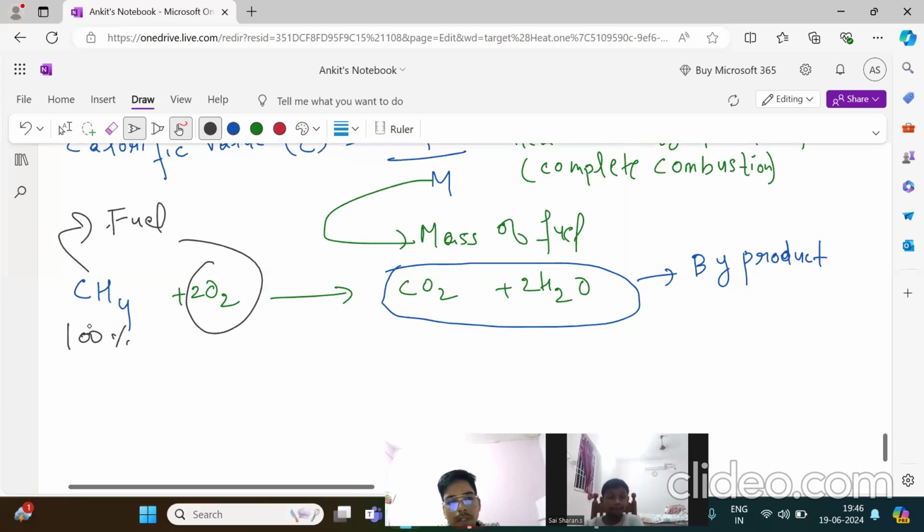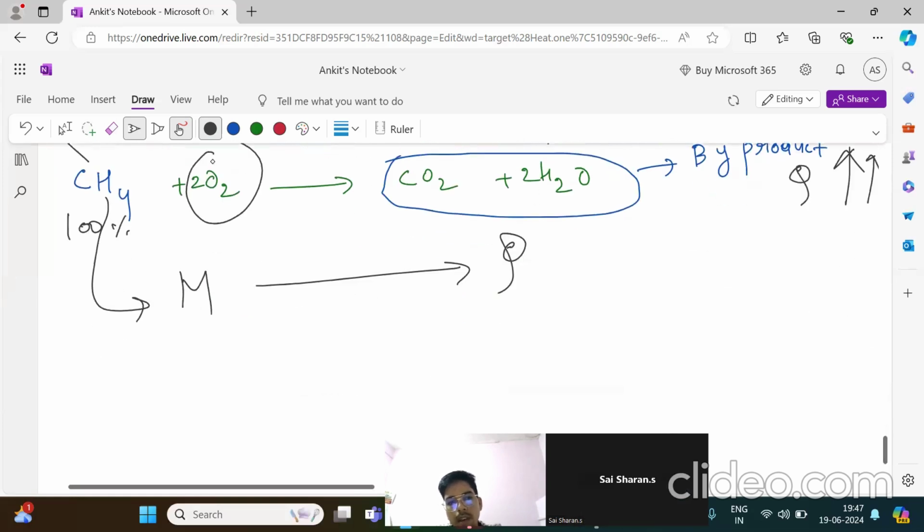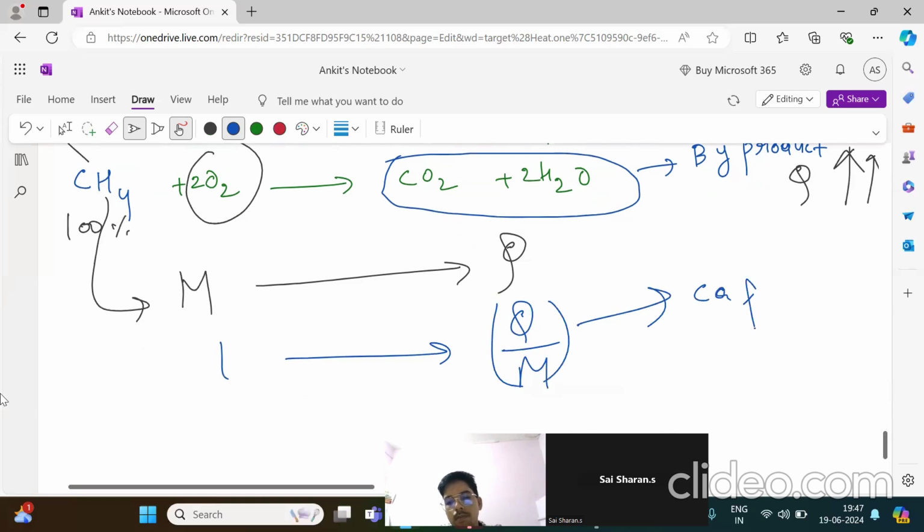So for example, the mass of this fuel is M. If you burn M mass of fuel, then the amount of heat energy produced will be Q. Here, Q amount of energy is released. If you take M mass of fuel, how much energy is produced? Q. For unit mass of substance, how much energy will be produced? Q by M. This Q by M is calorific value, the calorific value of a fuel. Are you understanding?